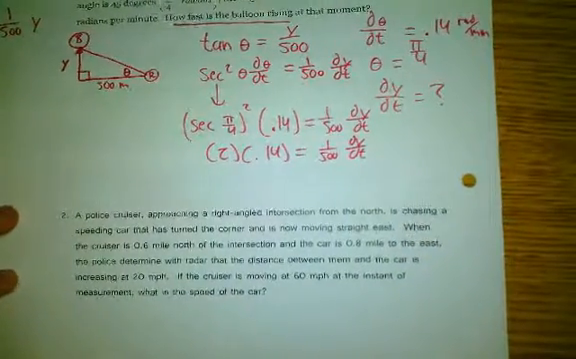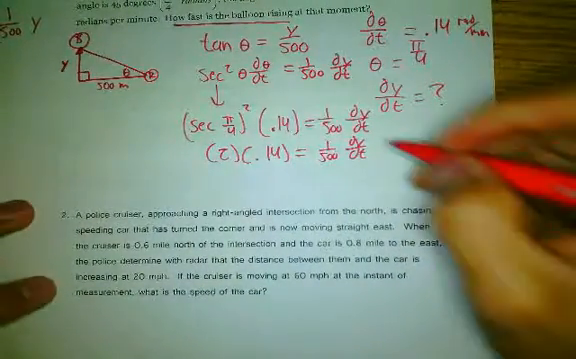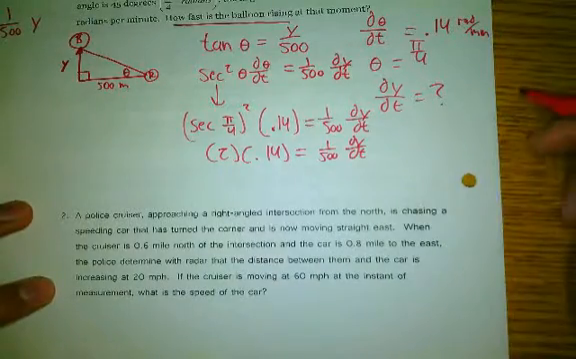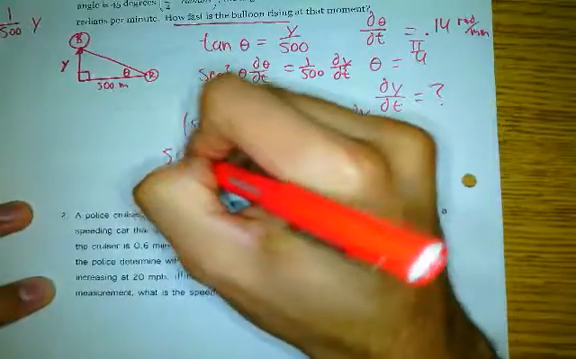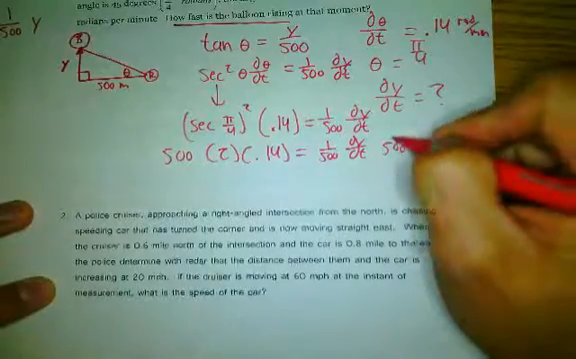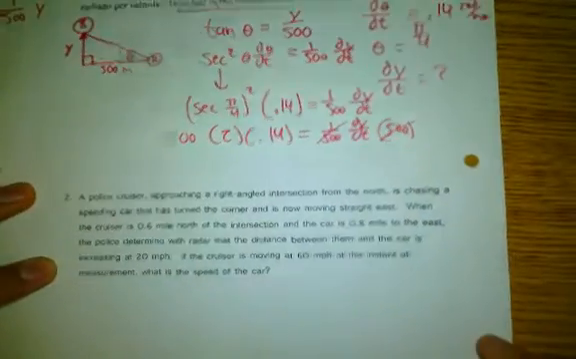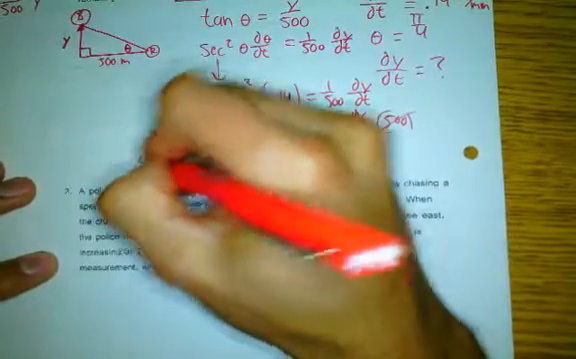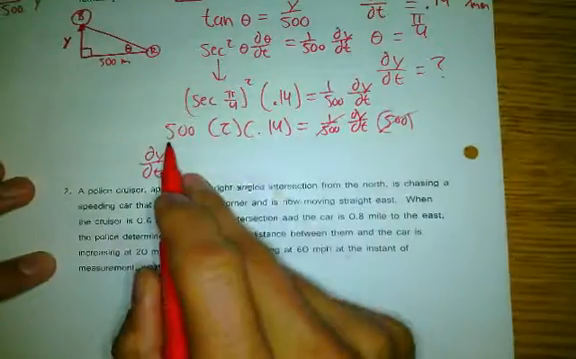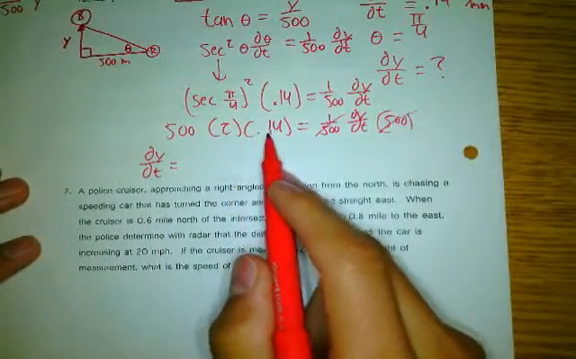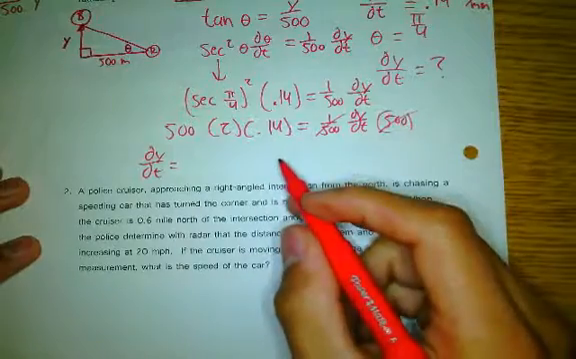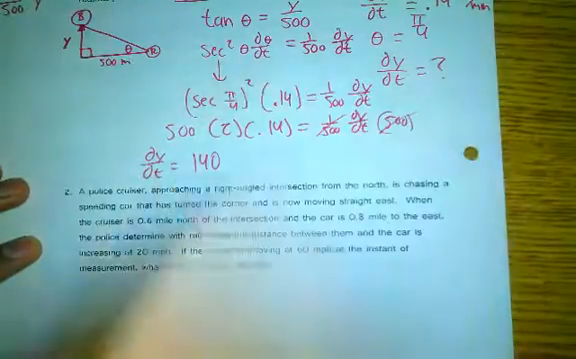2, right? Now, can I multiply both sides by 500? So if I multiply by 500, that goes away. And I know now that dy dt is, well, 500 times 2 is 1,000, times 0.14 is 140.